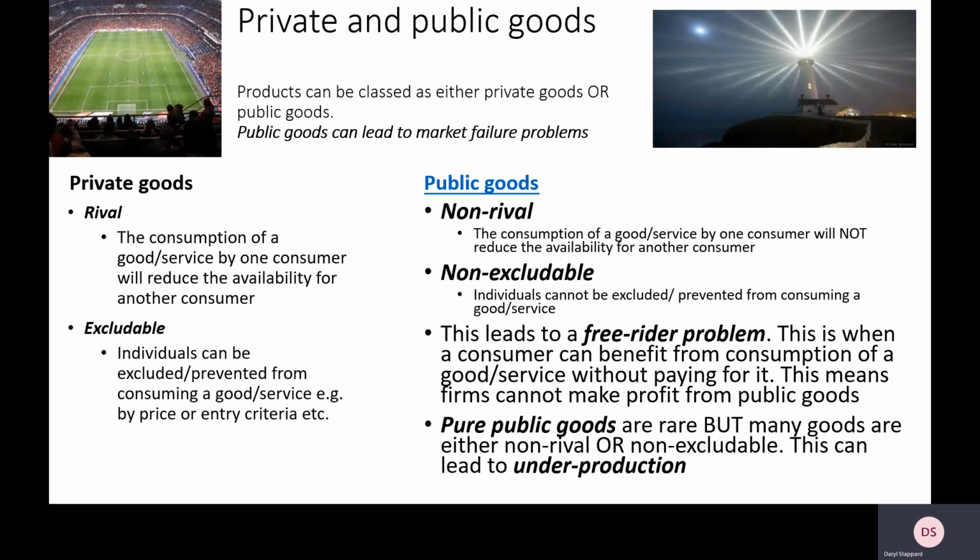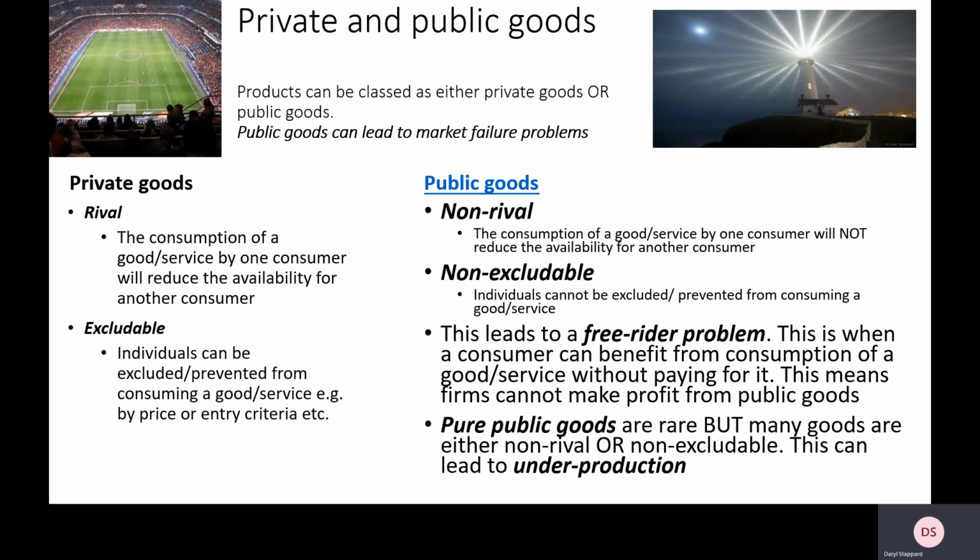The market failure we've got is something called public good market failure. Public goods are both non-rival and non-excludable. Now look at the definitions of what this means. Non-rival: the consumption of a good or service by one consumer will not reduce the availability for another consumer. Non-excludable: individuals cannot be excluded or prevented from consuming a good or a service.